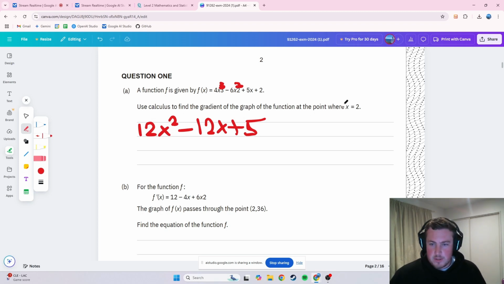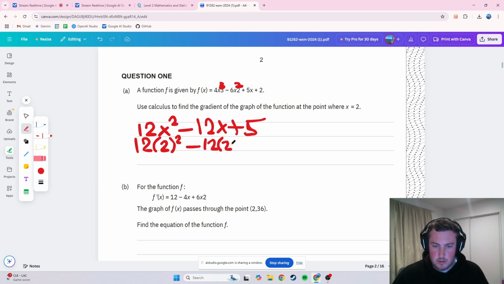Now that I've got this x equals 2 to find the gradient, do I just substitute that into the function? Yes, you are absolutely right. Now that you have the derivative, you would substitute x equals 2 into it. What do you get when you do that?